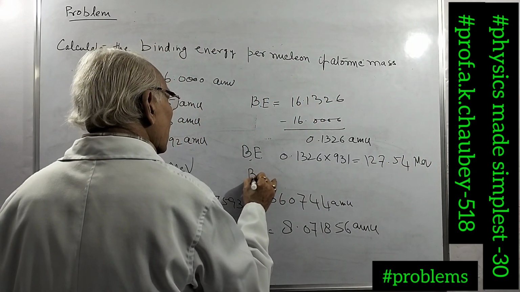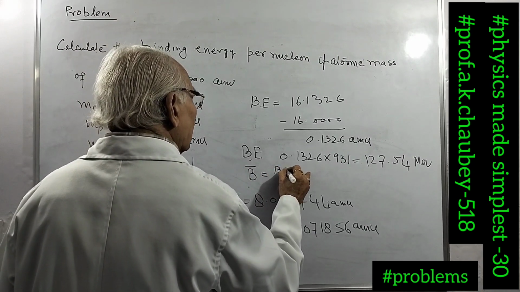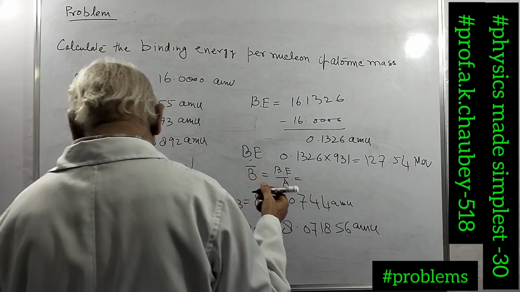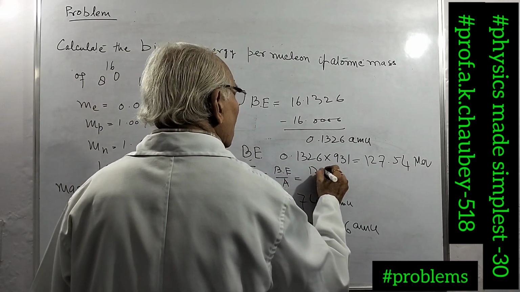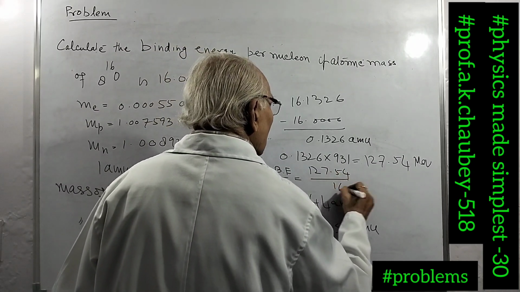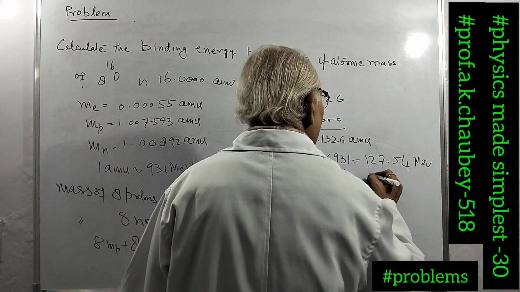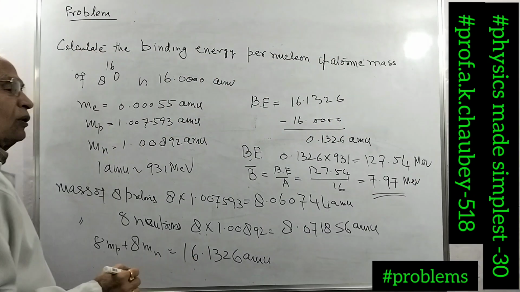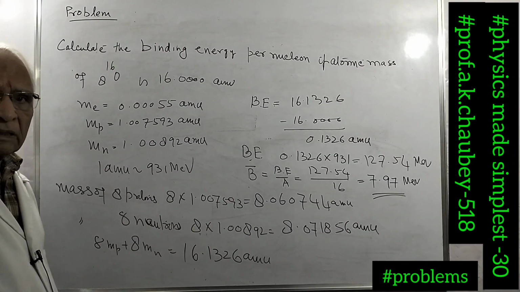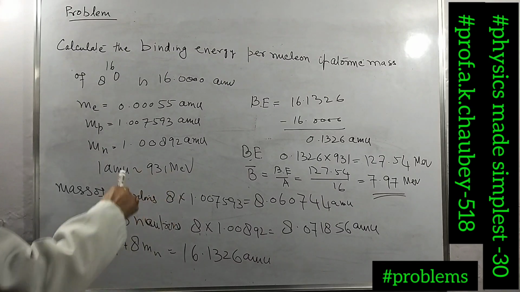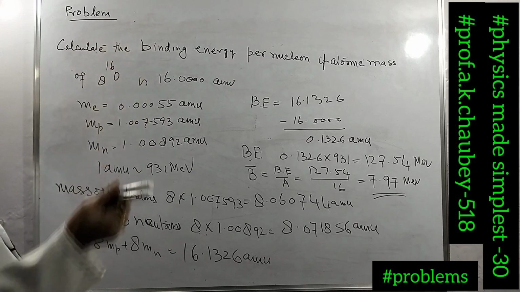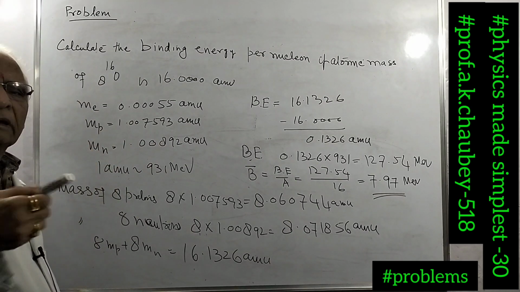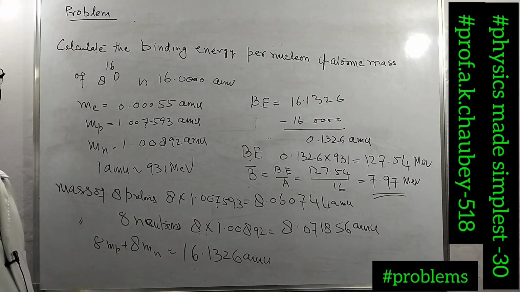And you have the binding energy per nucleon, that is the binding energy divided by A. So for oxygen 16, divided by 16. That will be 127.54 divided by 16, which comes to nearly 7.97 MeV. You can see that the binding energy per nucleon for oxygen 16 is about 7.97. Yesterday I gave the graph of the binding energy curve, where I gave the binding energy for iron as about 8.4 MeV. So oxygen 16 is on this side at 7.97. The mean value we took was about 8 MeV binding energy per nucleon.